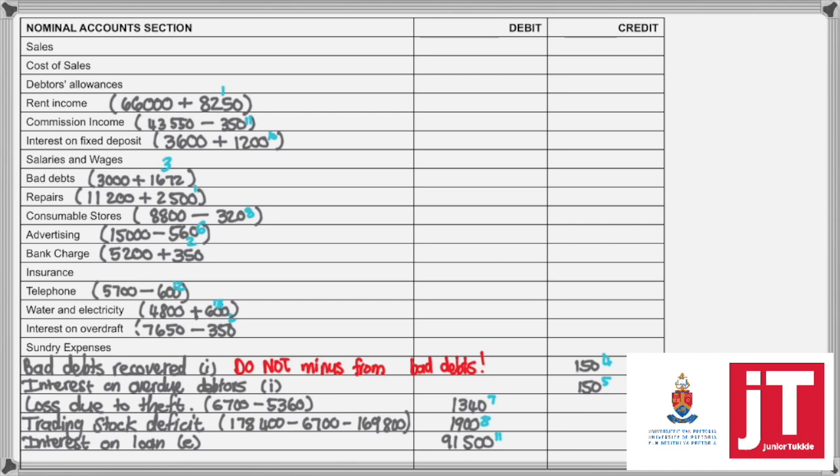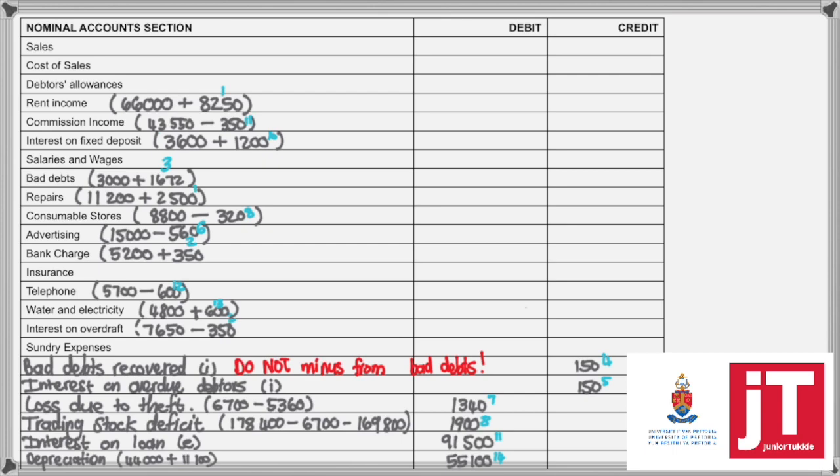And then lastly, we need to record depreciation for equipment and vehicles. So the 44,000 was for vehicles, okay? And the 11,100 was for equipment. So there's a total depreciation of 55,100 Rand. And then we are not quite done.